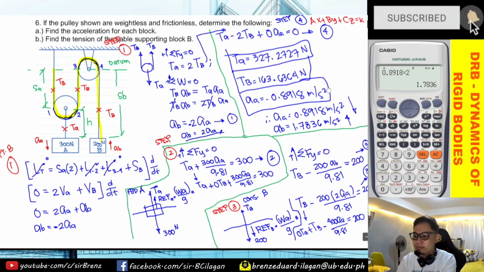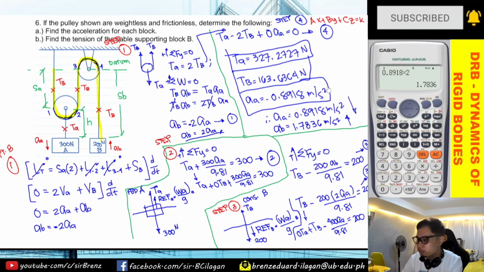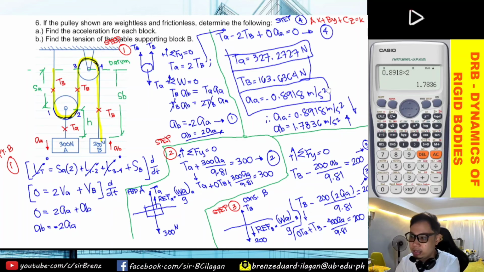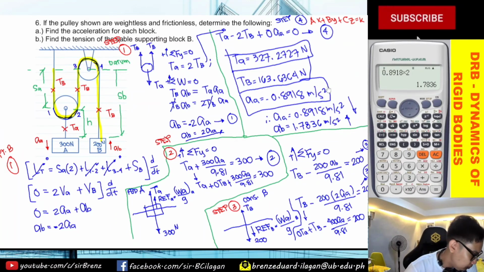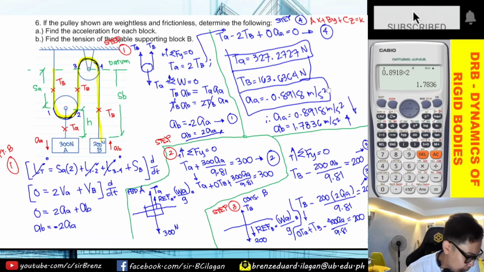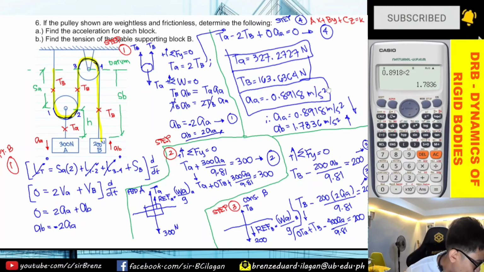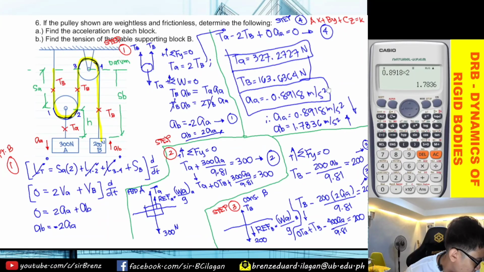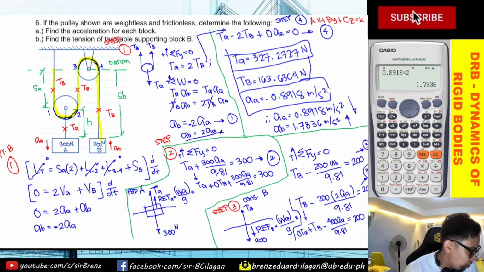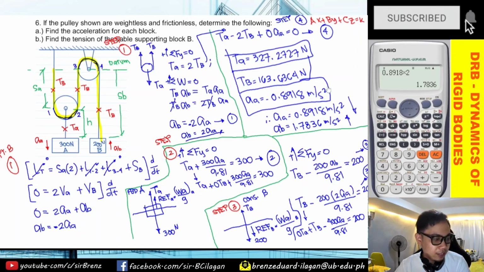I'll give you 4 minutes to copy this solution. So you may start copying. Silipin ko lang yung sagot. 0.89. Ano ba yung direction? Ayun, bumaba. Oo. So ang assume niya sa libro, tumaas yung block.